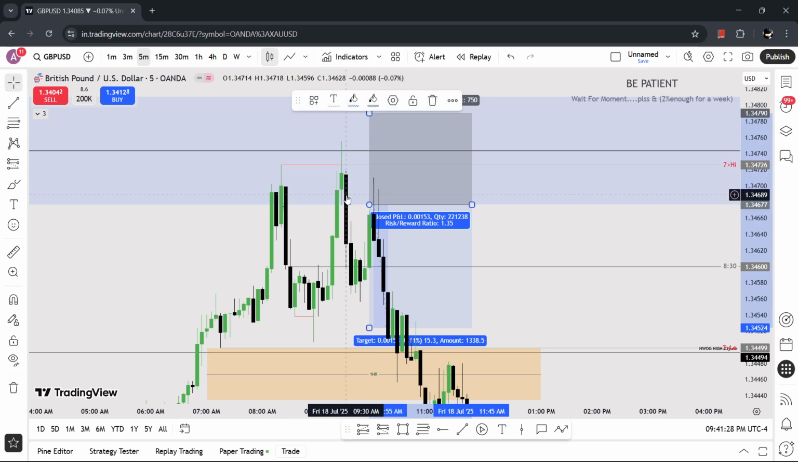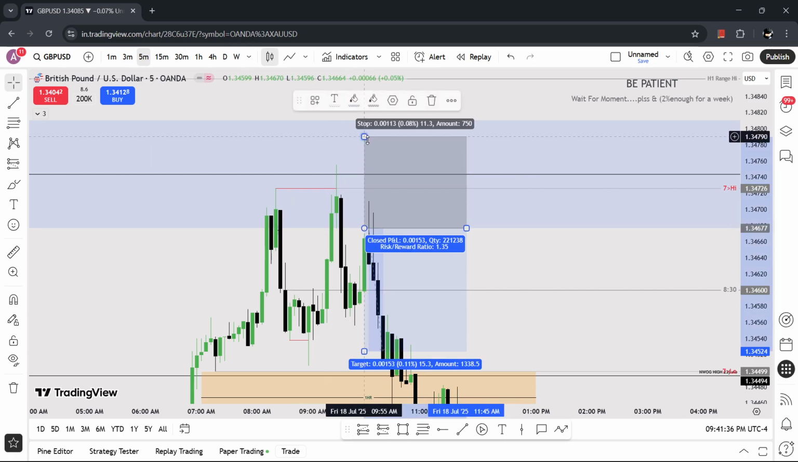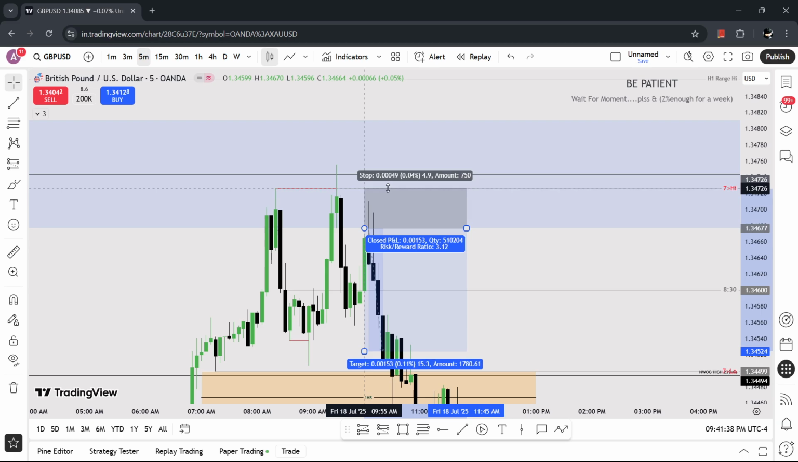This is an order block, right? Higher high, lower low. This was the low, again a lower, and as I said, stop was at this level.